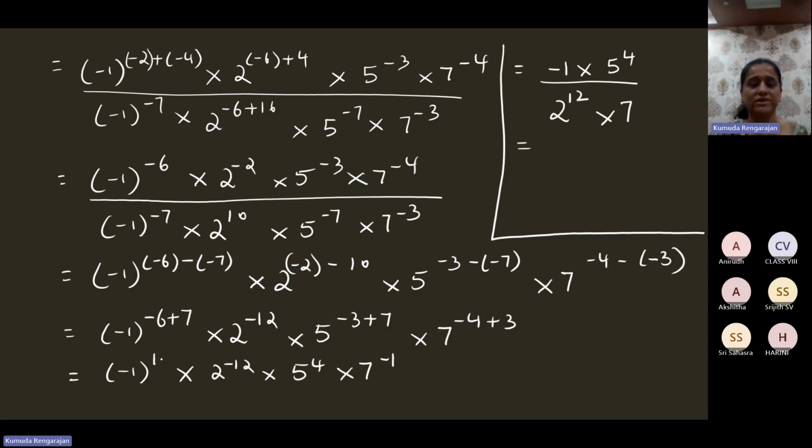Minus 1 to the power 1 is minus 1. 5 to the power 4, the power is positive, so write it in the numerator itself. These two terms, the power is negative, so change the position. Put them in the denominator. Then minus 12 will become plus 12, minus 1 will become plus 1. So this is minus 1 into 625 divided by 4096, right? Into 7, which is minus 625 divided by, what was the product? 4096 into 7.